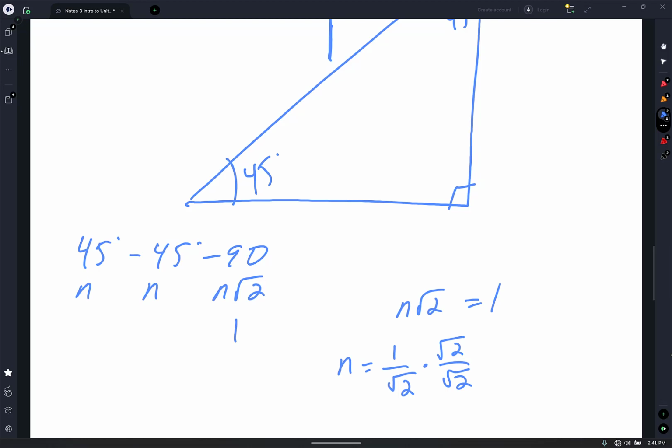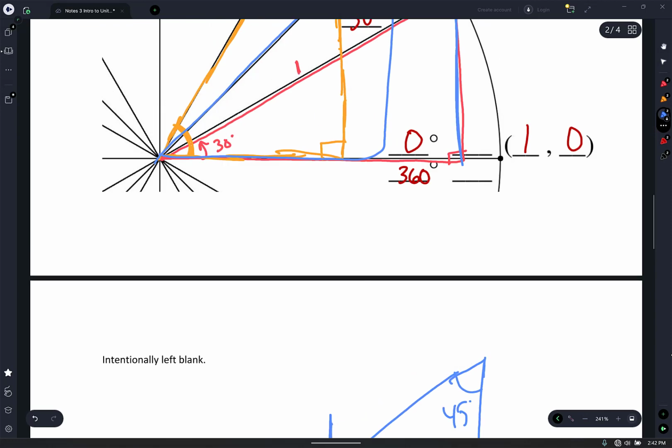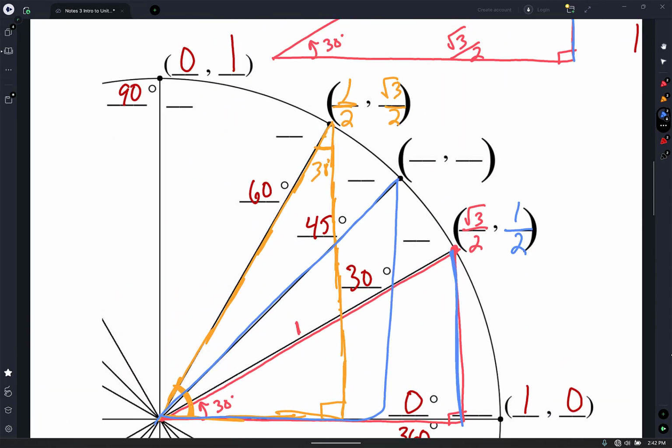Multiply that by square root of 2 over square root of 2. So when you do that, you're going to get square root of 2 over 2. So both of these legs are square root of 2 over 2, square root of 2 over 2. So then I come back, and I'm going to write square root of 2 over 2 right there. See?